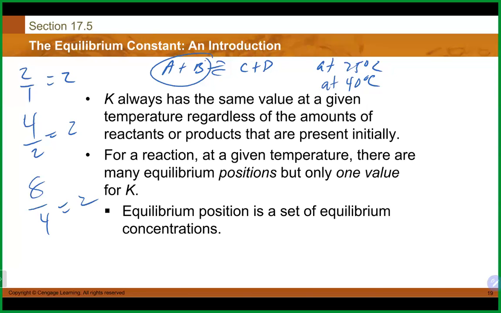It really doesn't matter how much you start with of anybody. It will always come to rest when the rate of the forward reaction and the reverse reaction become equal to each other, with the same proportion of reactants to products. Again, as long as you don't change the temperature.